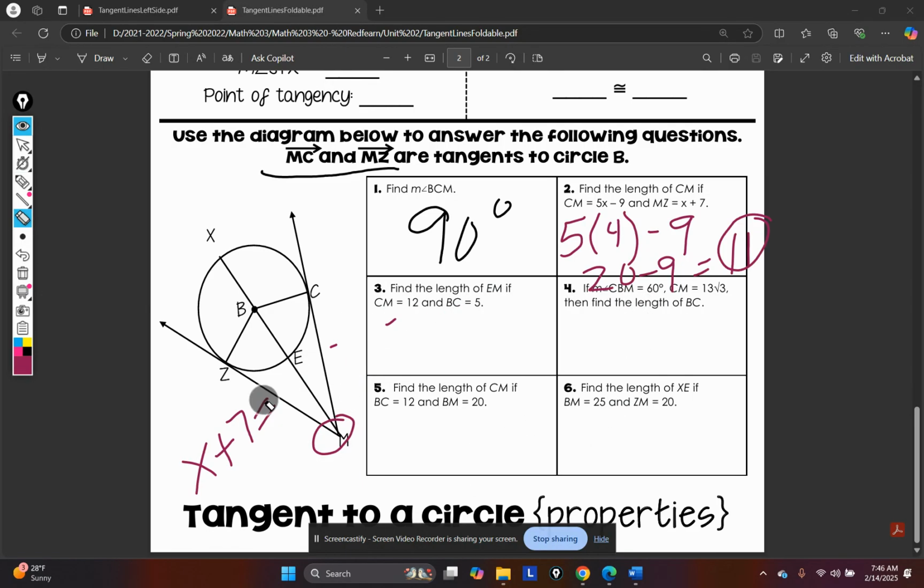All right. So now I'm going to erase off the figure because we have to do question 3. Question 3 says, find the length of EM if CM is equal to 12. So we know CM here is 12, and BC is 5. So BC here is 5.